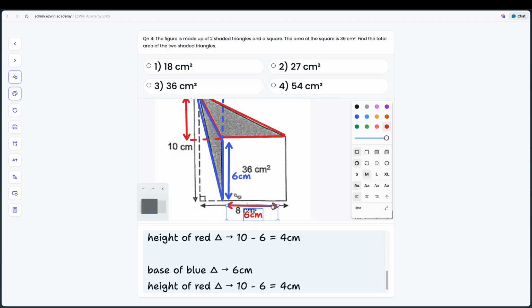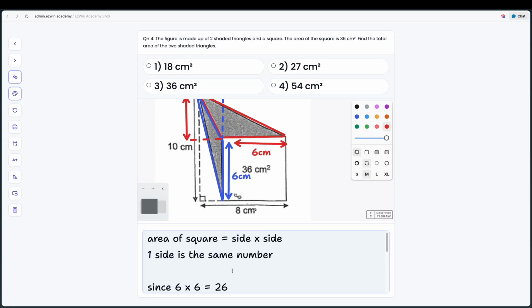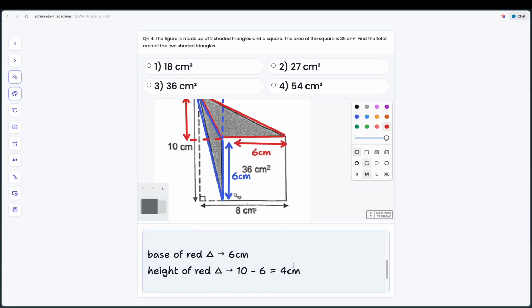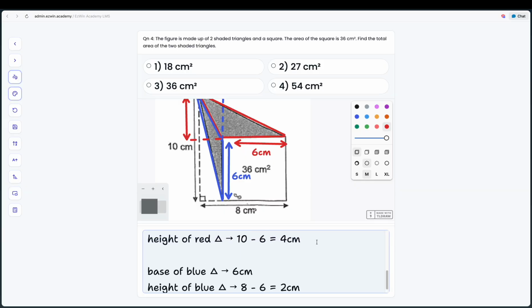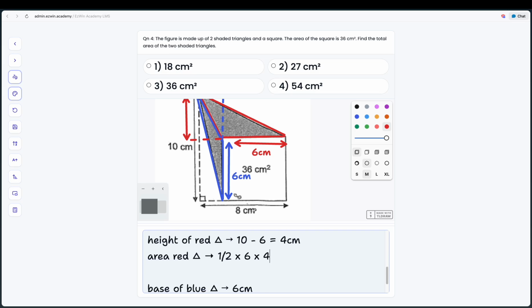With that said, the height of the blue triangle is basically 8 minus 6, which gives us 2 centimeters. Now we know the base and height of both triangles, so we can get the area. The area of the red triangle is half times base. What's the base for the red triangle? 6, and then times 4. 3 times 4 is 12 centimeters square.